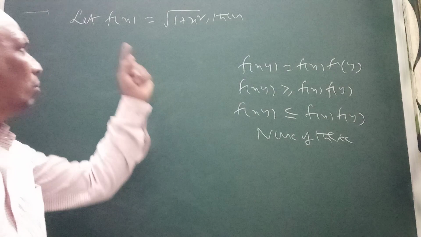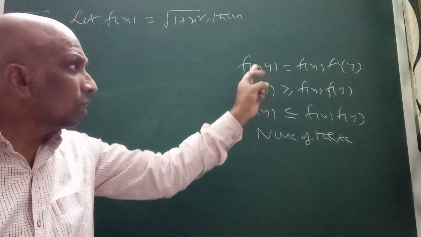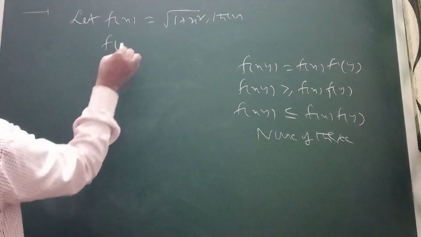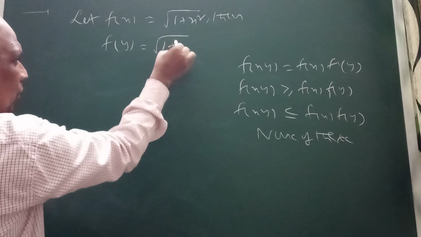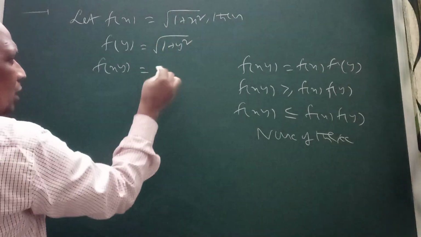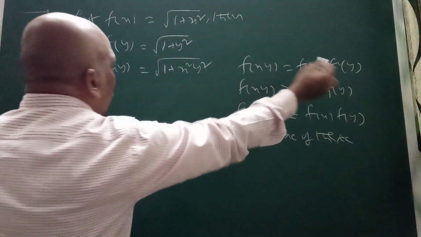So in this problem, f of x is root of 1 plus x square, and they are asking what is the relation among f of xy, f of x and f of y. They have given f of x. What is f of y? Root of 1 plus y square. What is f of xy? Replace this x with xy: root of 1 plus x square y square. Then take the product of these two.